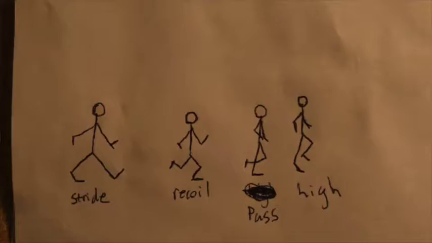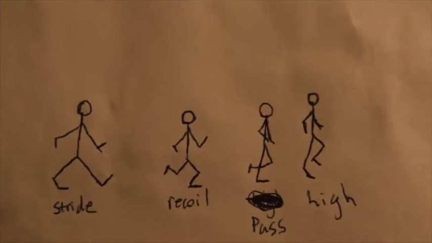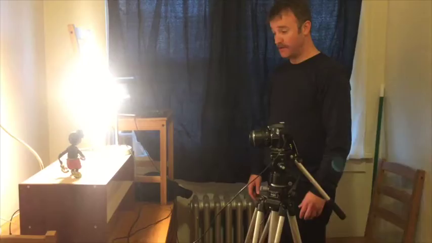So today you're going to teach us a little bit about how to make a character or a puppet walk. Is that correct? Yes, so I don't know how detailed we'll really get, but we'll kind of go over the basics of what it requires for a walk. So the four principal poses that you use to create a walk are stride, recoil, pass, and high.